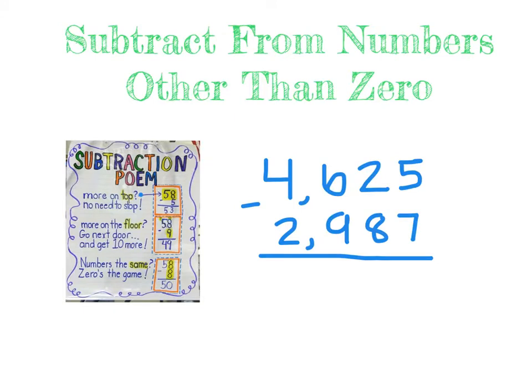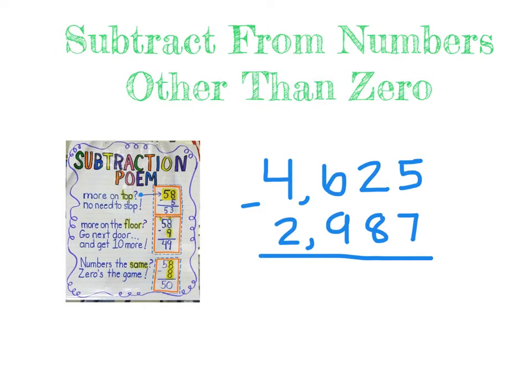Now I'm going to show you how to subtract from numbers other than 0. So while I'm solving this problem, I'm going to be using this subtraction poem to help me with solving it. So let me read the poem to you. It says, more on top, no need to stop. More on the floor, go next door and get 10 more. Numbers the same, zero's the game. And I'll be explaining this poem a little bit more while I'm answering this problem for you.